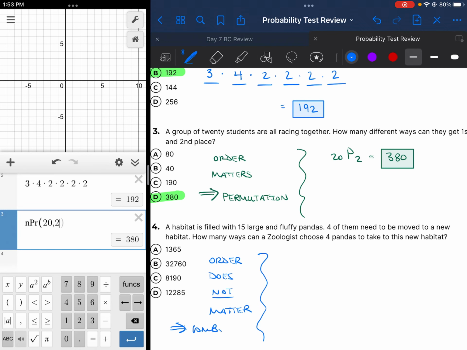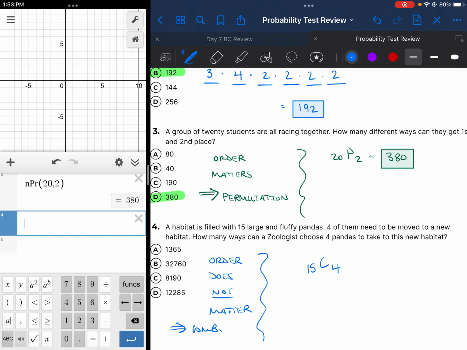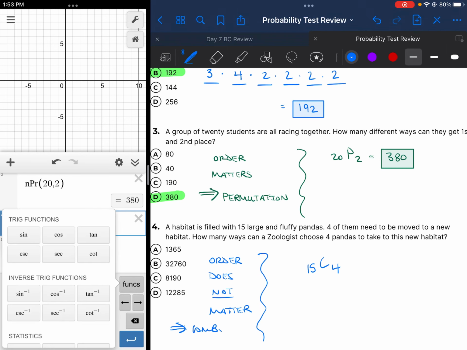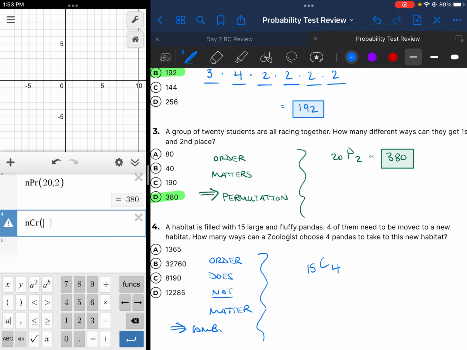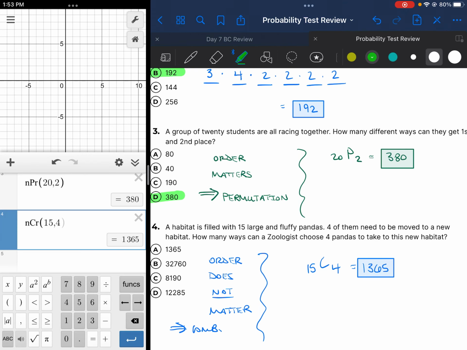So we have 15 large and fluffy pandas. We are choosing 4 of them to be moved. 15C4. So same deal, come over here to Desmos, hit the Functions tab, all the way to the bottom, this time nCr for combination. 15 is n, that's the total group that we're taking from. We are choosing 4 of them, 1,365. Answer choice A there.